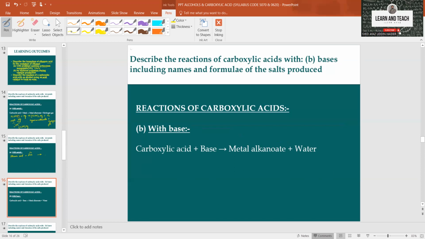Now, next reaction is the reaction of carboxylic acid with bases. So the product, again, will be a metal alkanoate. This is a salt, plus water.